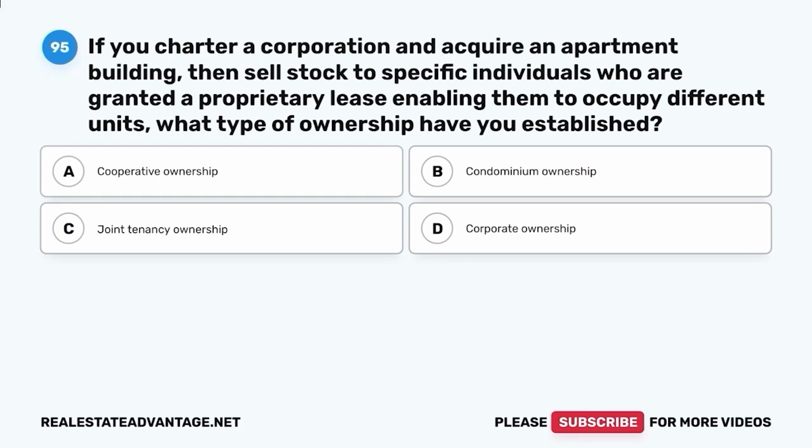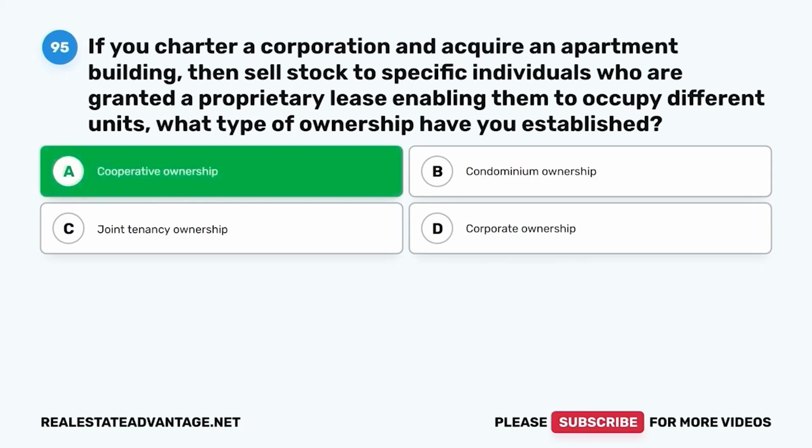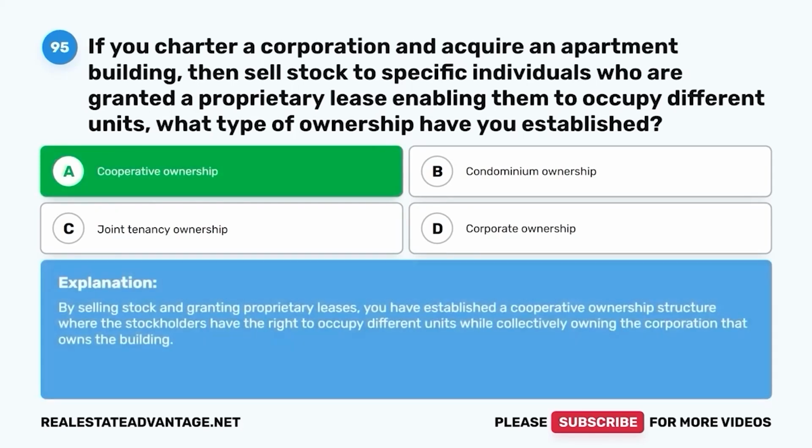Question 95. If you charter a corporation and acquire an apartment building, then sell stock to specific individuals who are granted a proprietary lease, enabling them to occupy different units, what type of ownership have you established? A. Cooperative ownership, B. Condominium ownership, C. Joint tenancy ownership, D. Corporate ownership. The correct answer is A. Cooperative ownership. By selling stock and granting proprietary leases, you have established a cooperative ownership structure where the stockholders have the right to occupy different units while collectively owning the corporation that owns the building.